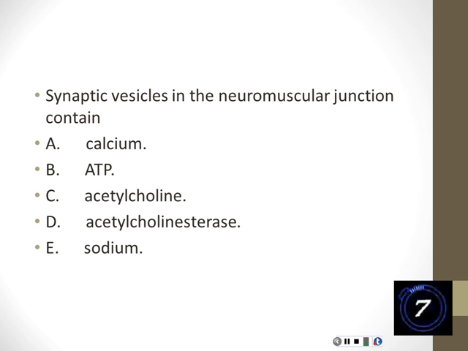Okay. So at the neuromuscular junction, first of all, what is that? That's where the motor neuron connects to the muscle. So that's where the nervous system and muscular system meet, at the neuromuscular junction. The neurotransmitter that's used there is acetylcholine. So what you find inside the synaptic vesicles is acetylcholine.